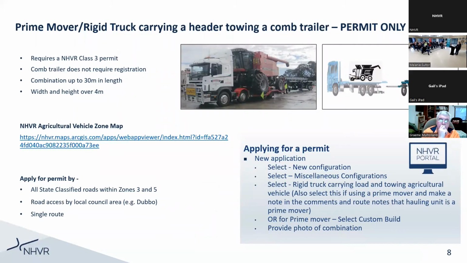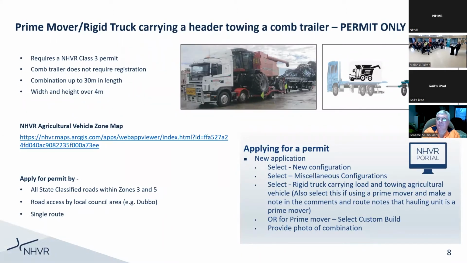I'm more than welcome afterwards, we can go on a laptop and I can show you how to use the maps. The next thing I want to talk about is if you're going to use this particular combination, which is a prime mover or reaching truck, carrying a header, towing a dolly trailer, this is by permit only. This is not covered under the ag notice. In New South Wales, this combination has to be up to 30 metres in length, and width and height can be over 4 metres. The trailer does not have to be registered. So if you're using this combination, you'll need to apply to the NHVR for a Class 3 permit.